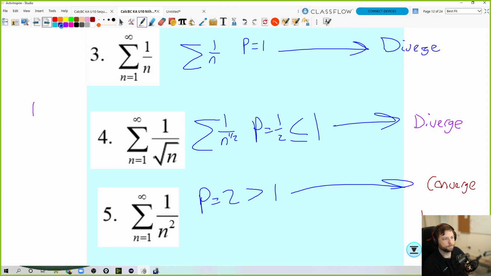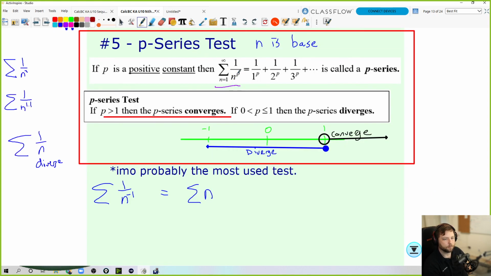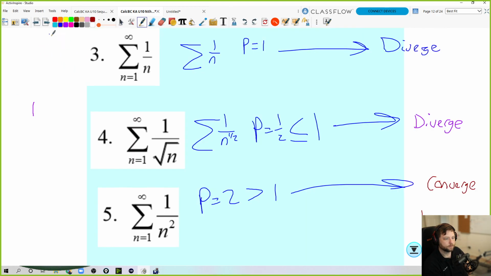P is your exponent to the base. If n is the base, P is whatever power it's being raised to. That's how you get P. So this is like n to the 1 power, this square root is like to the 1/2, and that's 2.